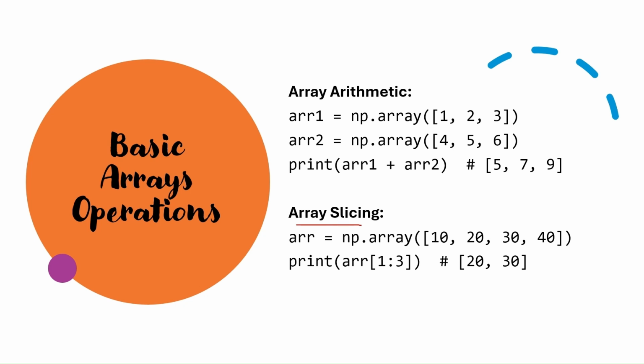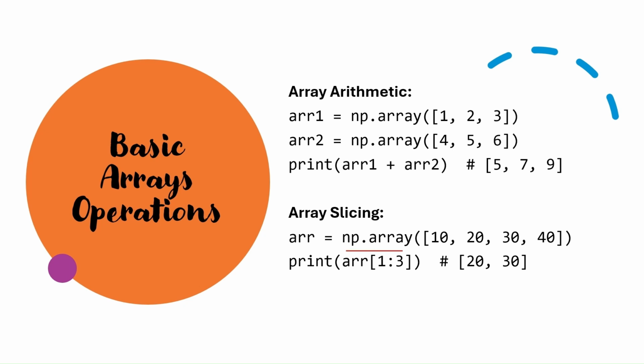Next, let's see how array slicing works. Array slicing in NumPy is a way to access a subset of elements from an array. It is a powerful feature that allows you to extract specific parts of an array without modifying the original array. Let's see in this example how it is done. For the first step, we import NumPy as np, and in the second step, we create an array using np.array.